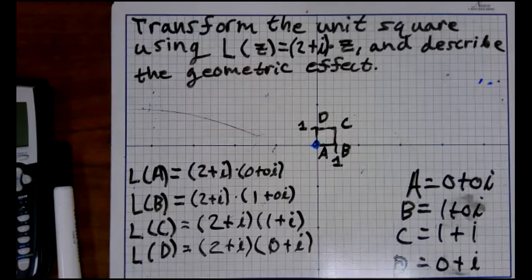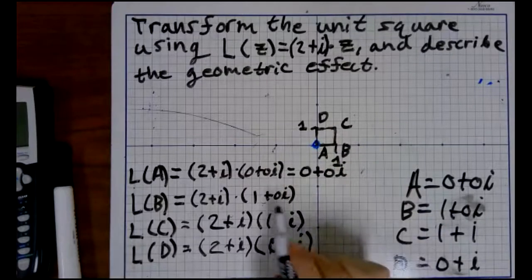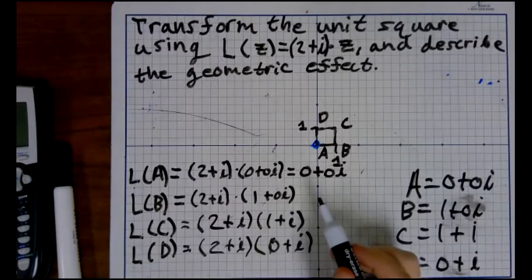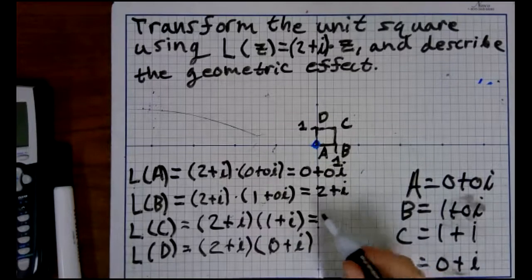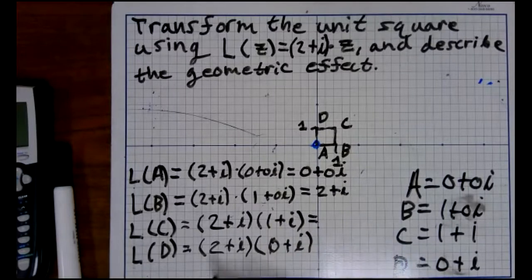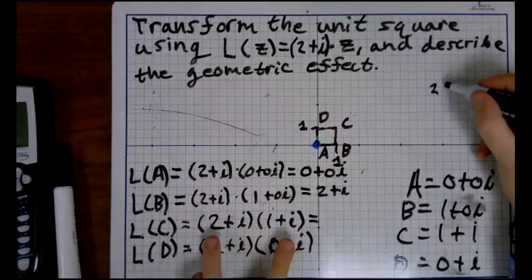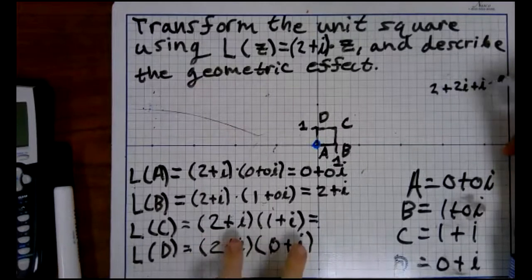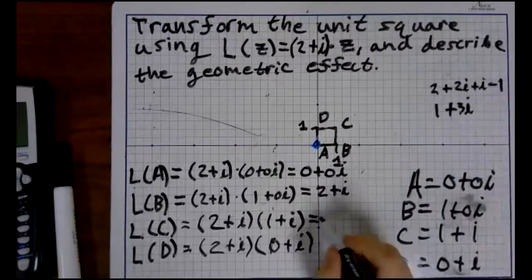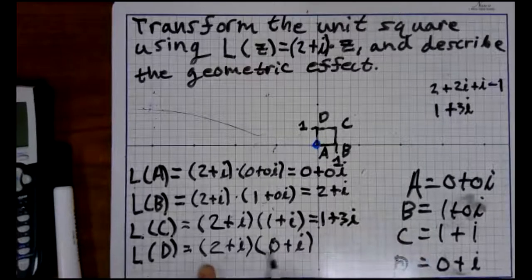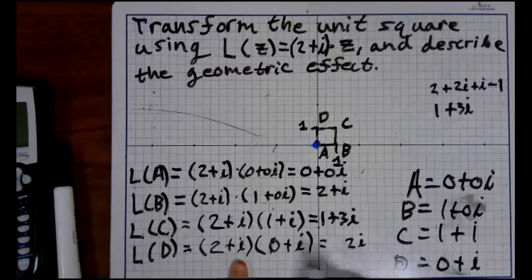All right. Well, first of all, anything times 0 is always 0. That's nice and easy. Now, 1 plus 0i, that's the same thing as 1, right? Anything times 1 is itself. This one's going to be a little bit more of a pain in the neck. I'll just do my math over here. 2 times 1 is 2, plus 2i, plus i. I times i is negative 1. So this gives us 1 plus 3i. 2 times 0 is 0. 2 times i is 2i. I times 0 is 0. I times i is negative 1.